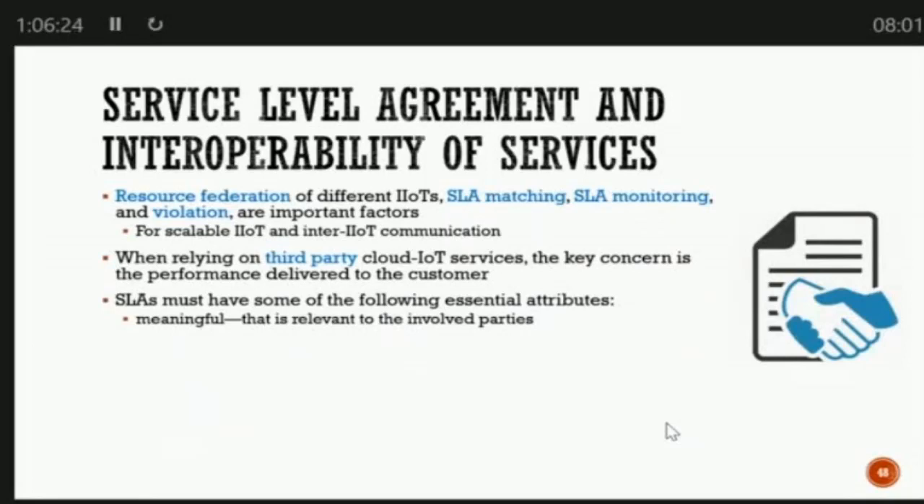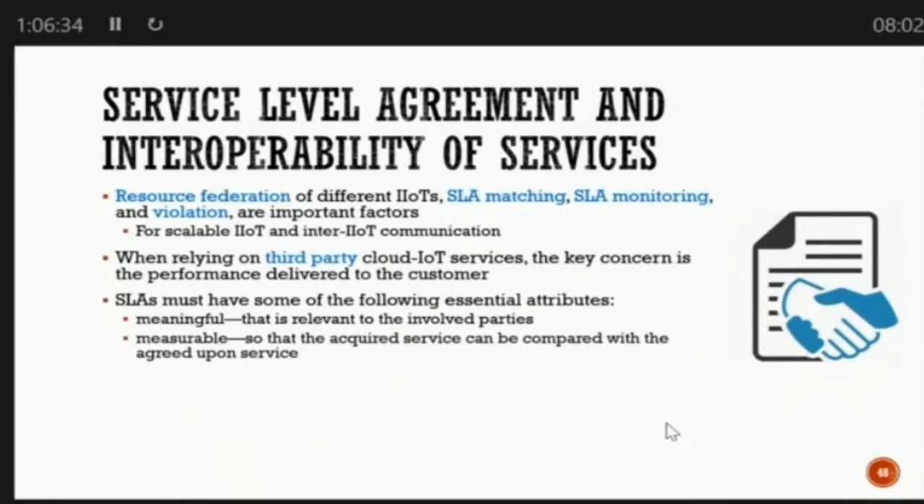Then in that case, my SLA should be meaningful to the new company as well, to the new web service as well, measurable, so that I can compare my SLA. I told my customer that I'll give you this service based on this unit and at this price. Now I'm involving another entity. That entity has a different unit. For example, one entity was using a different scale, the other entity was using another scale. Now I have to make it measurable as well, comparable as well.